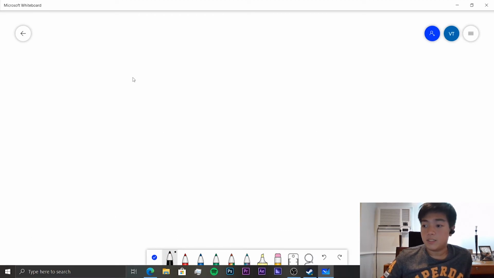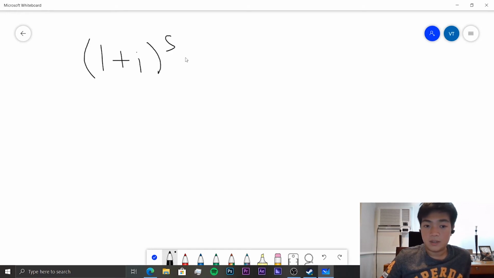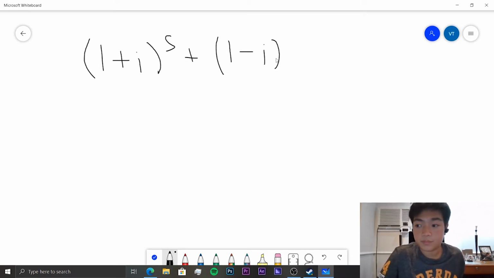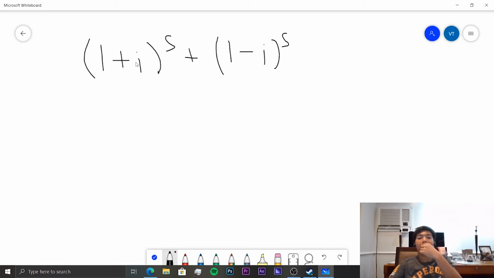So for the next question, we need to solve, where is it? Oh, we actually missed the question, so I'll go back to that after this. (1 plus i) to the 5 plus (1 minus i) to the 5. So what would be the best way to do this? Should we just expand it? Yeah, I think we should just expand it.